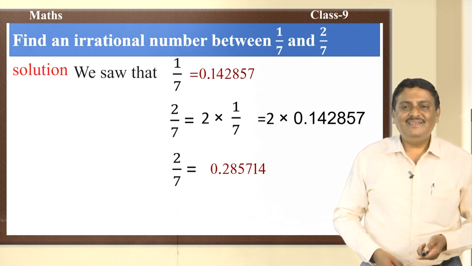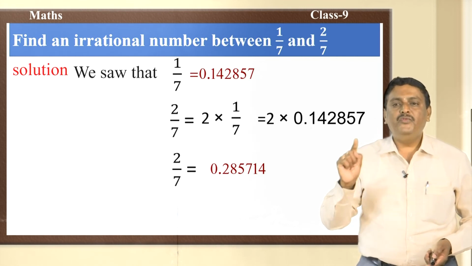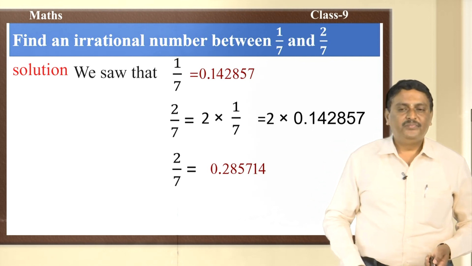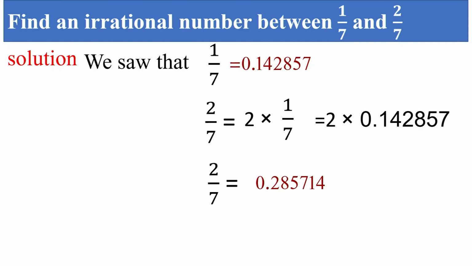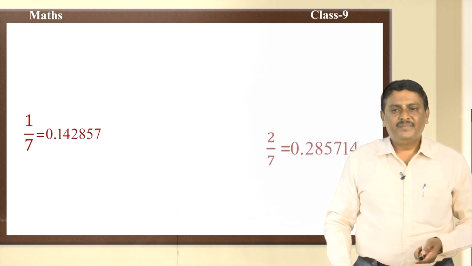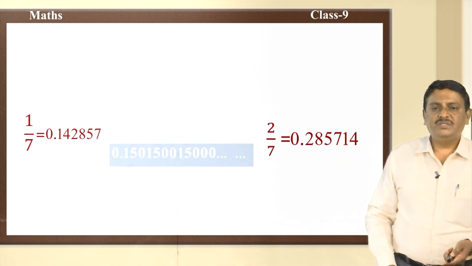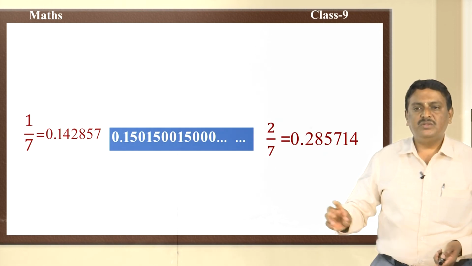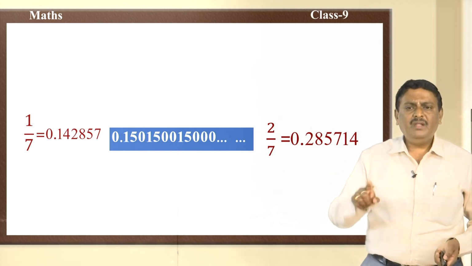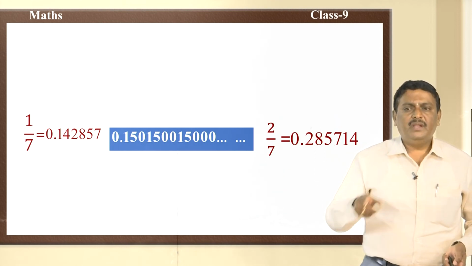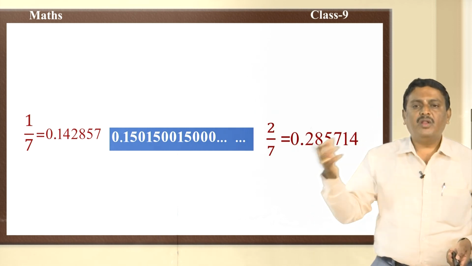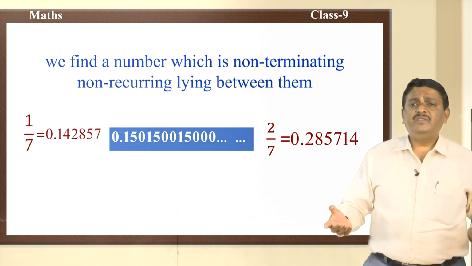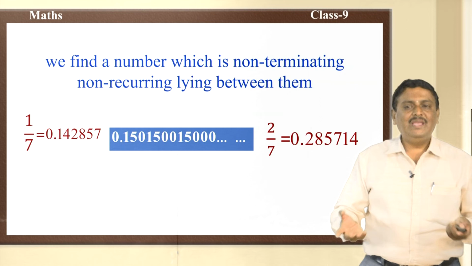Yes, you are right. Now, you can write the irrational number between 0.142857 and 0.285714. Now, can you write? Yes, you can start. I will show you. See, these are the two numbers. Now, 0.150150015000..., you can write whatever, but it should not be recurring, it should not be repeating. Okay, non-recurring and non-repeating terms you can write. Okay, we can find the number which is non-terminating and non-recurring lying between them.